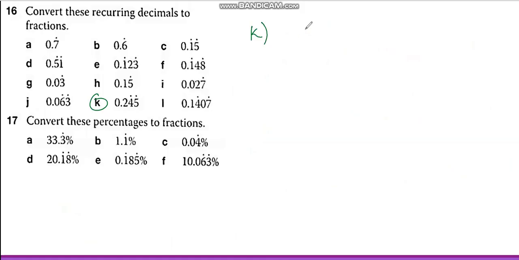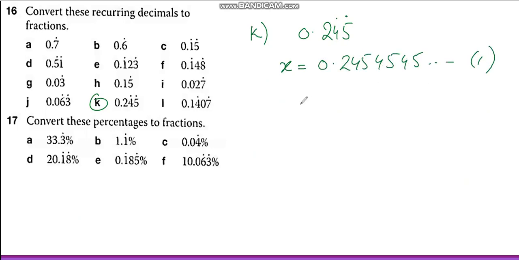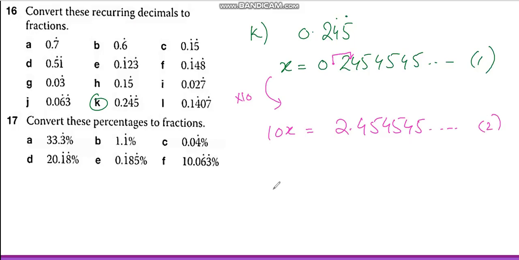In K part, we are given 0.245, where 45 is being repeated. So let's suppose that x equals 0.2454545. Call it equation 1. As 45 is being repeated, let's bring the decimal point just before 4, the repeated numbers. So we will multiply both sides by 10. We get 10x, and on the right side we get 2.454545. We will call it equation 2.